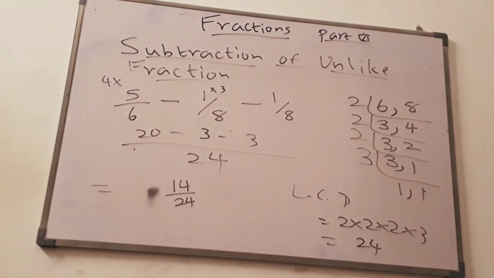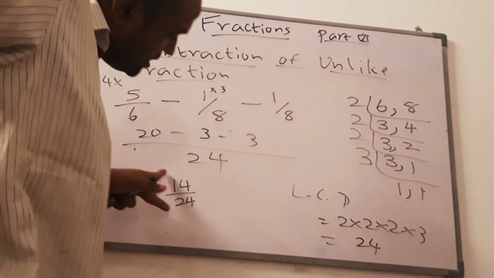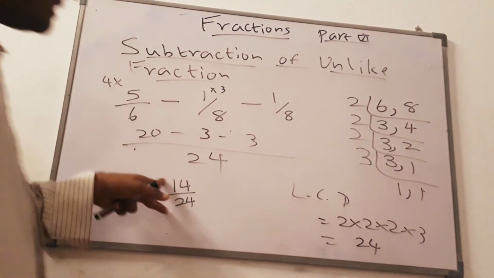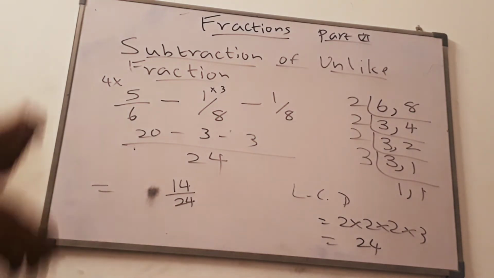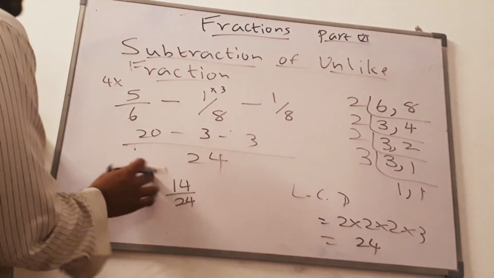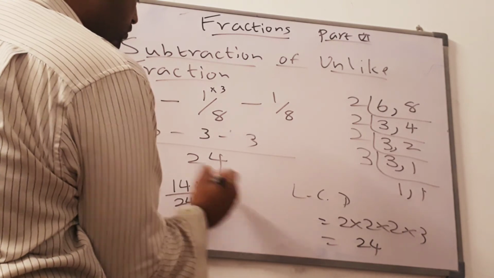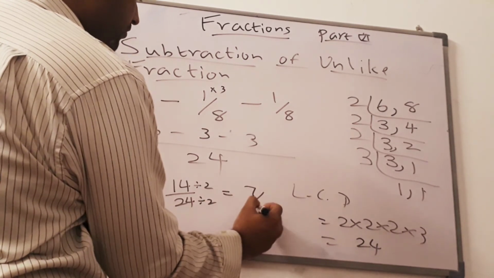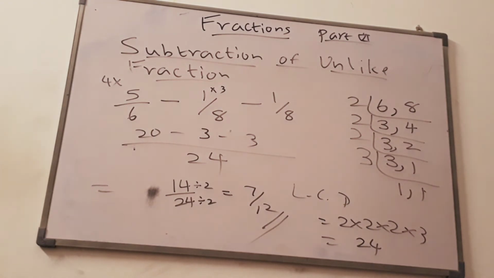Is this the final answer? Now there is a drama. Why? Because both these figures have 2 as the common factor. So we can write it in its simplest form. This is not the simplest form of this answer. So we have to divide both numerator and denominator by 2. 7 out of 12. So the answer is 7 out of 12.